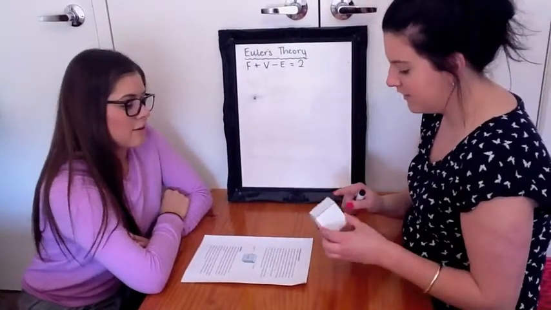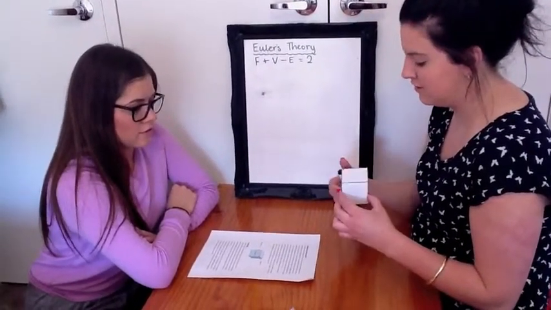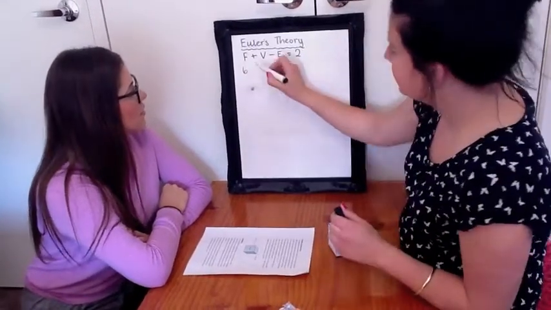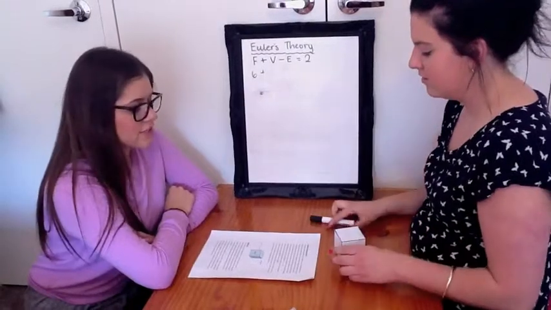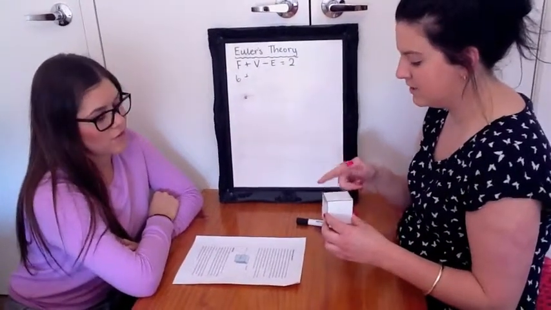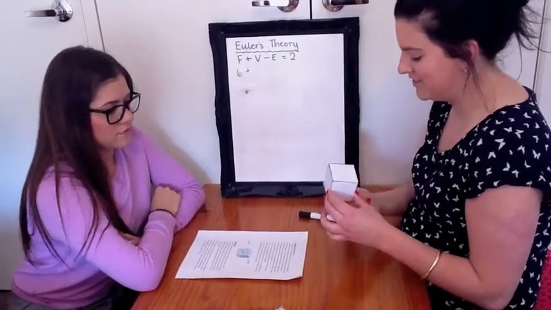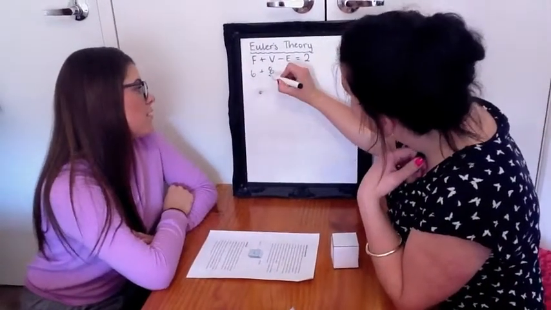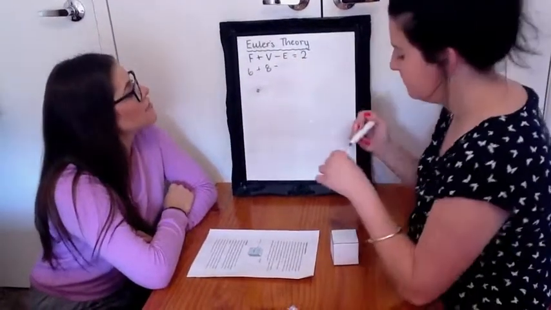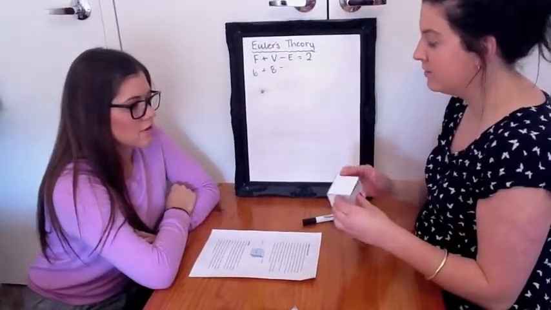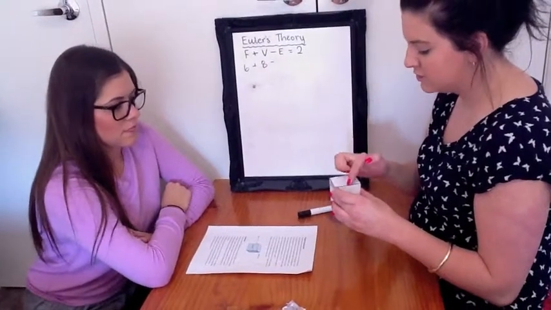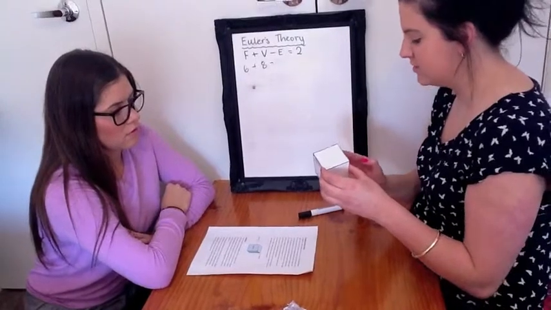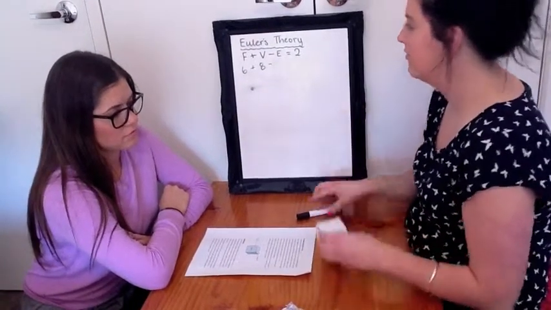So F for faces. 1, 2, 3, 4, 5, 6. Yeah. So 6 plus the vertices. So what were the vertices? The corners. Yeah. 1, 2, 3, 4, 5, 6, 7, 8. 8. So 6 plus 8 minus the edges. So what were the edges? Where the lines meet. Yeah, that's it. 1, 2, 3, 4, 5, 6, 7, 8, 9, 10, 11, 12.